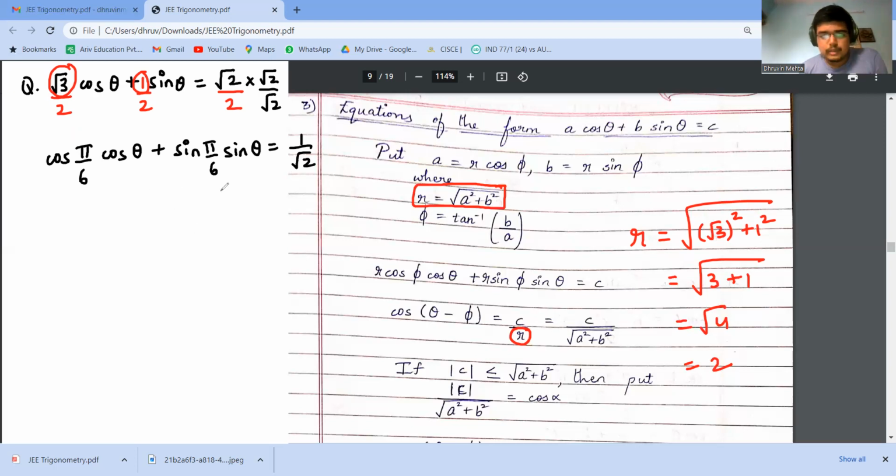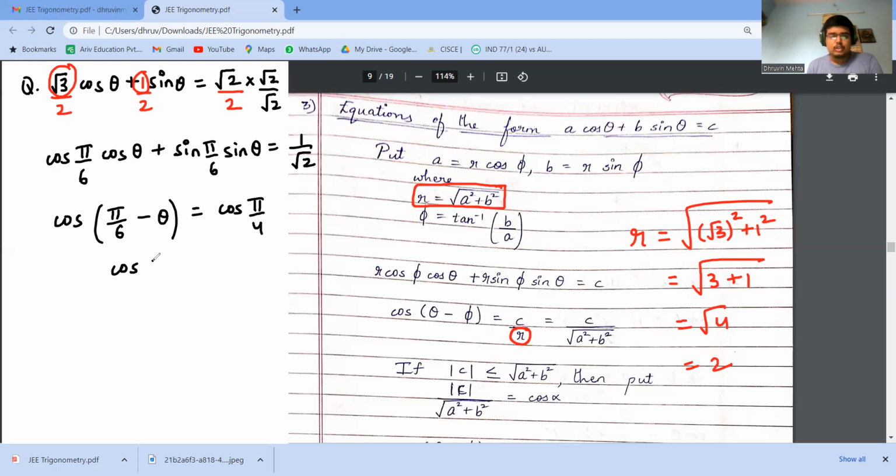अच्छा, left hand side देखो जरा. Do you recognize this is one of the trigonometry formulas, the left hand side? Come on guys, this is easy. Which formula is this? I think so. Cos. So it's cos of pi by 6 minus theta, the compound angle formula, and that is equal to 1 by √2, which is cos 45, which is pi by 4. Do you guys agree with me?